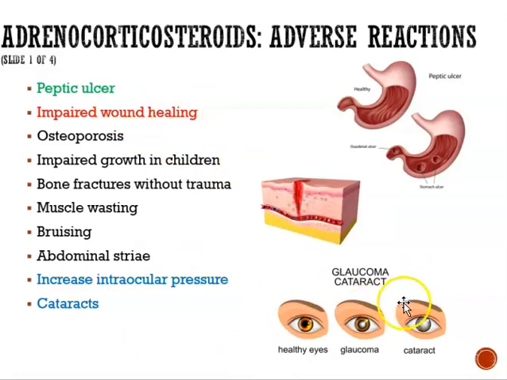It also can affect the eye. What can happen is you could get extra pressure in the eye, which causes glaucoma, and that can affect your vision. So it can impair your vision. You can even get cataracts, where the lens becomes clouded. So all of these things can happen with corticosteroids.